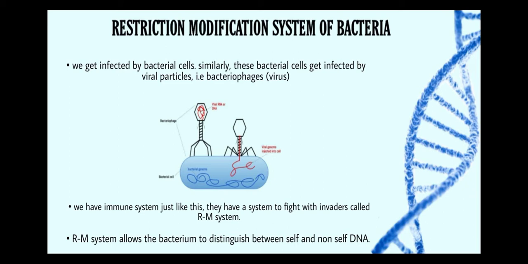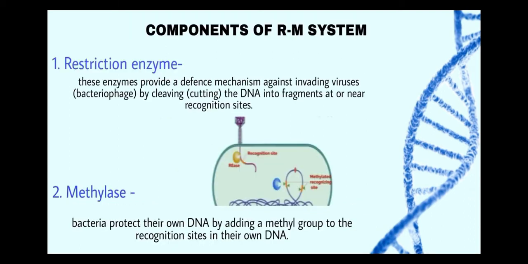But just like us having an immune system, bacterial cells also have a system to fight invaders called the restriction modification system. It has two components, restriction and modification. Bacteria have restriction enzymes which cut the viral or foreign DNA into fragments in order to protect the bacterial cell.